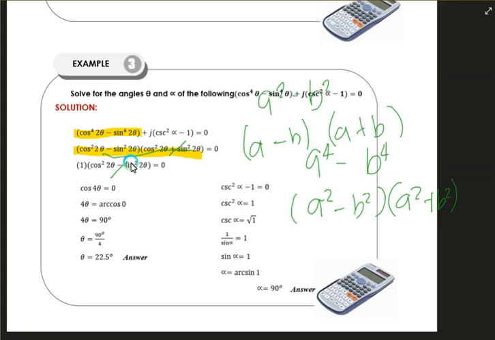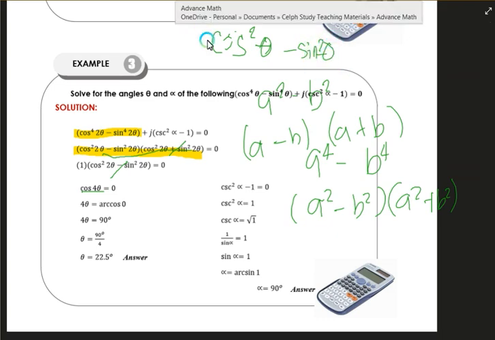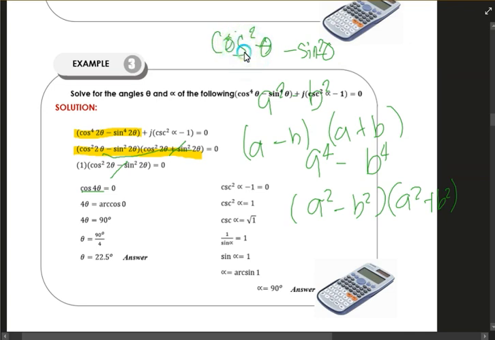Now, let us go back to cosine squared 2 theta minus sine squared 2 theta. In your assignment, I gave you some trigonometric identities to study. This one is also a double angle identity: cosine squared minus sine squared theta is equivalent to cosine 2 theta. If our angle is theta, the double angle equivalent is cosine 2 theta. However, our given is already 2 theta.